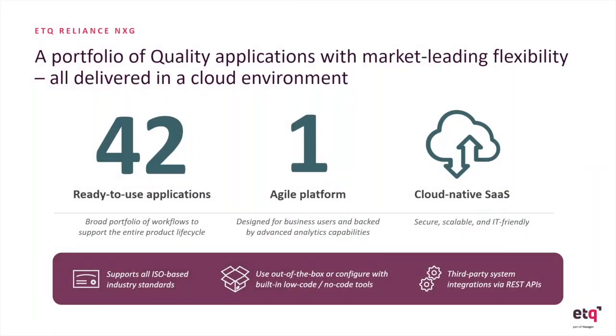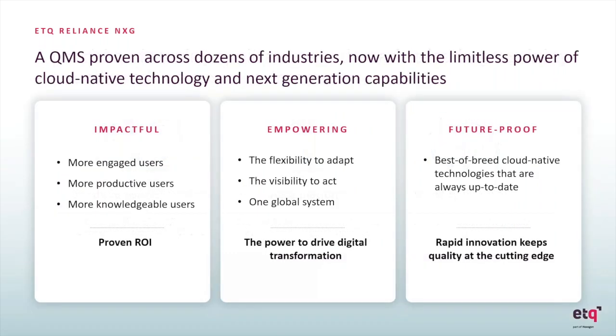Let's talk a little bit about ETQ Reliance NXG. Reliance NXG is the next generation of quality management system. It's a portfolio of about 42 pre-configured applications that sit on one extremely agile, configurable platform that's hosted in the Amazon Web Services cloud. It's extremely easy to access, extremely intuitive, and there's minimal maintenance on your side because the system is supported in the Amazon Web Services cloud.